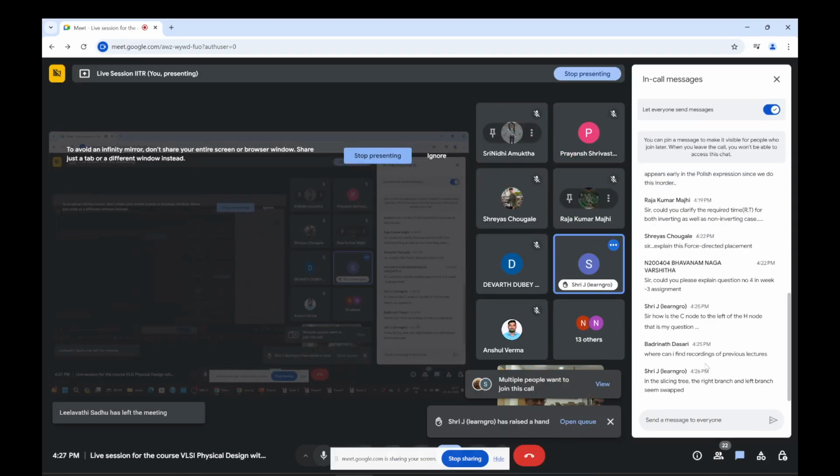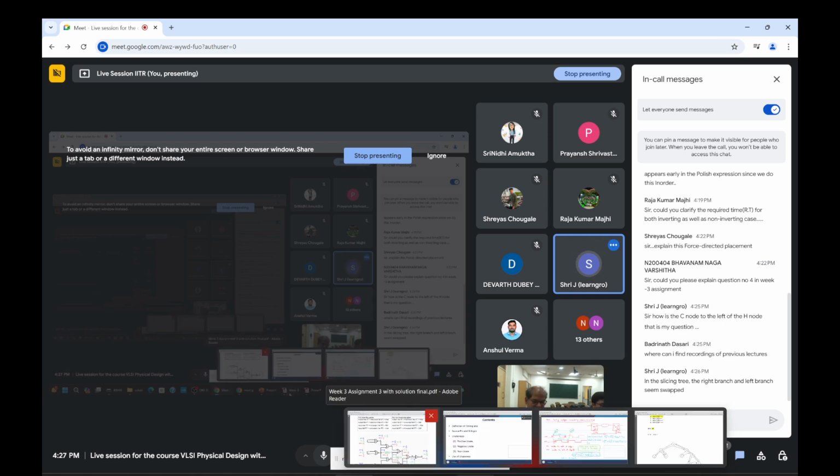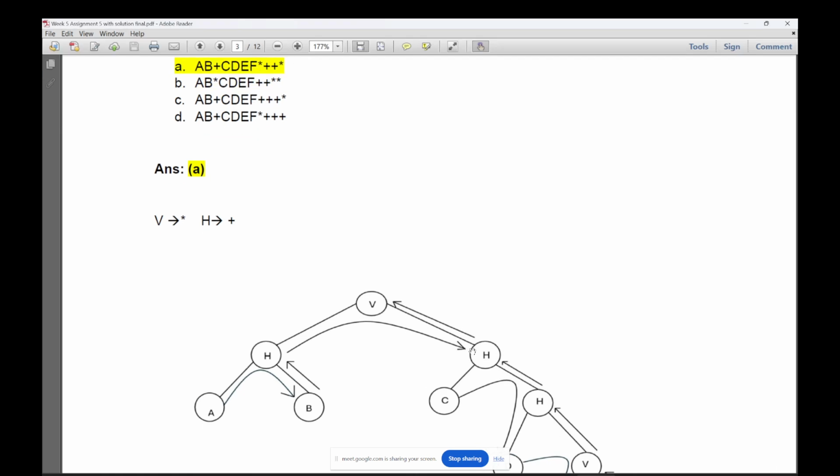Hello, sir. Hello. Sir, that was my question. My name is Shri. I was basically confused about how the C node appears to the left of the H node in the slicing tree, because the C node is on the topmost. That's where I got stuck a little bit. When I did the slicing tree, the C node was on the right, and all of the H branch was on the left, based on the sliced floor plan.